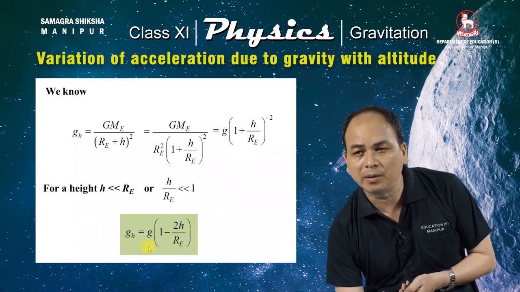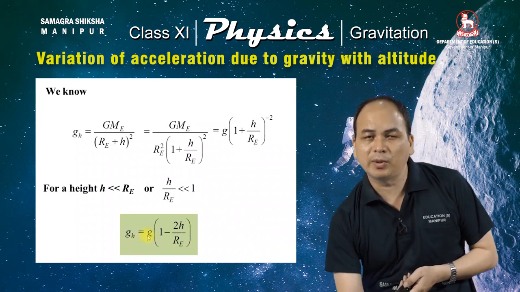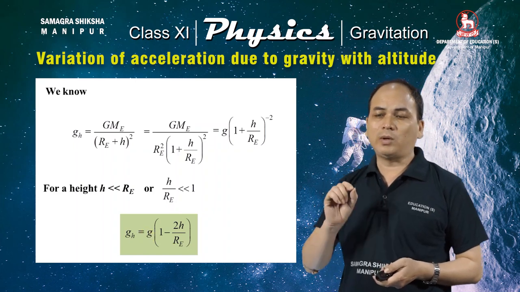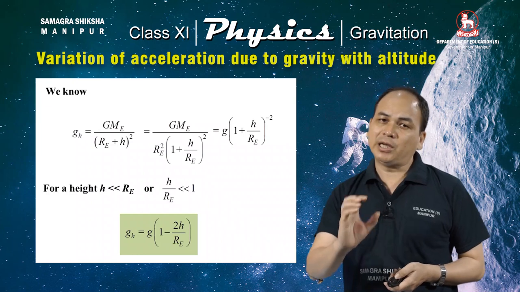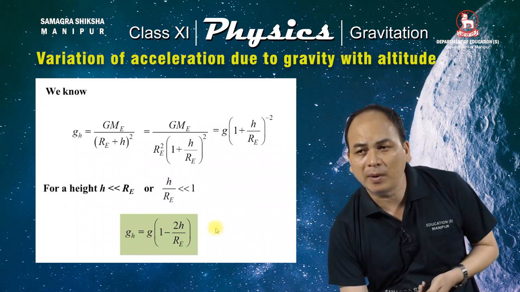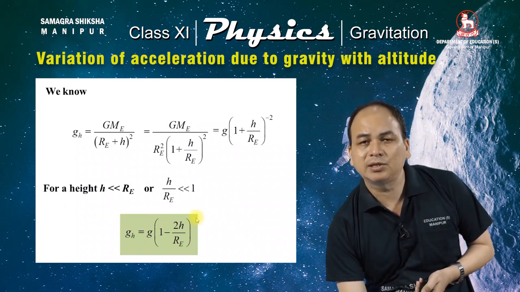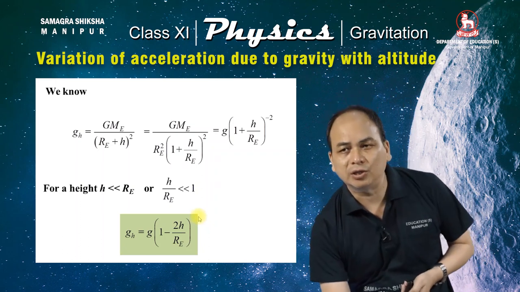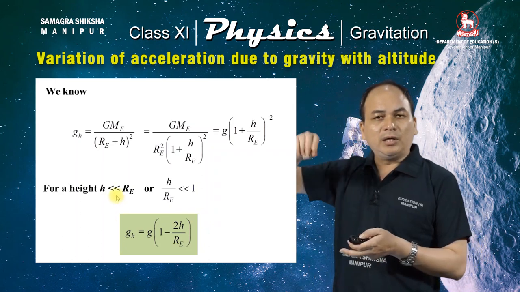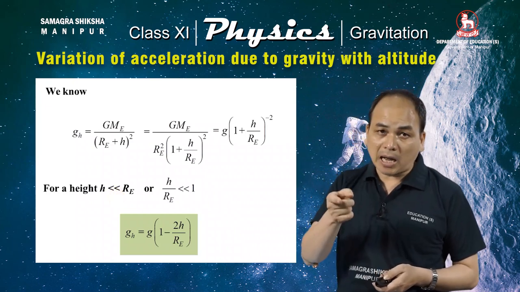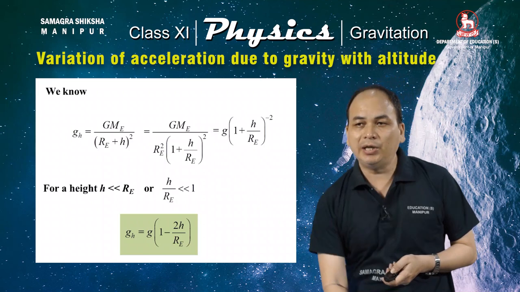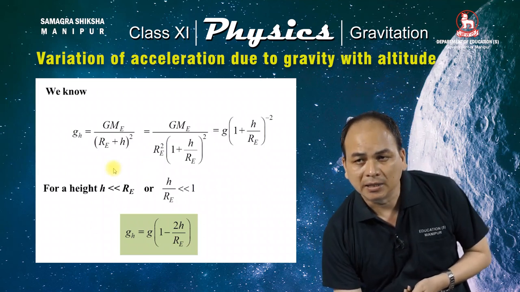So we can put it in the most generalized way: g_h is equal to g times 1 minus 2h by R_E. This is the formula for the variation of g with height, and this condition is satisfied by this relation.